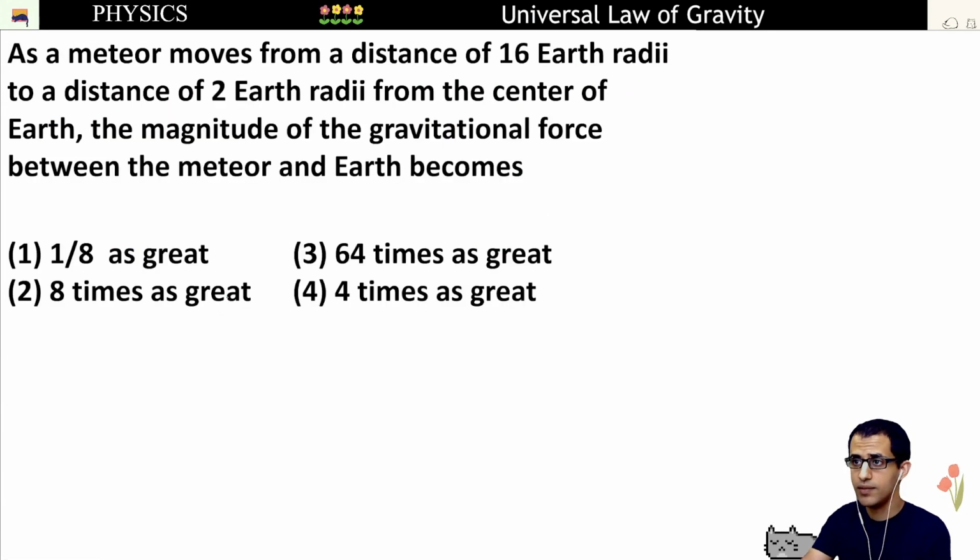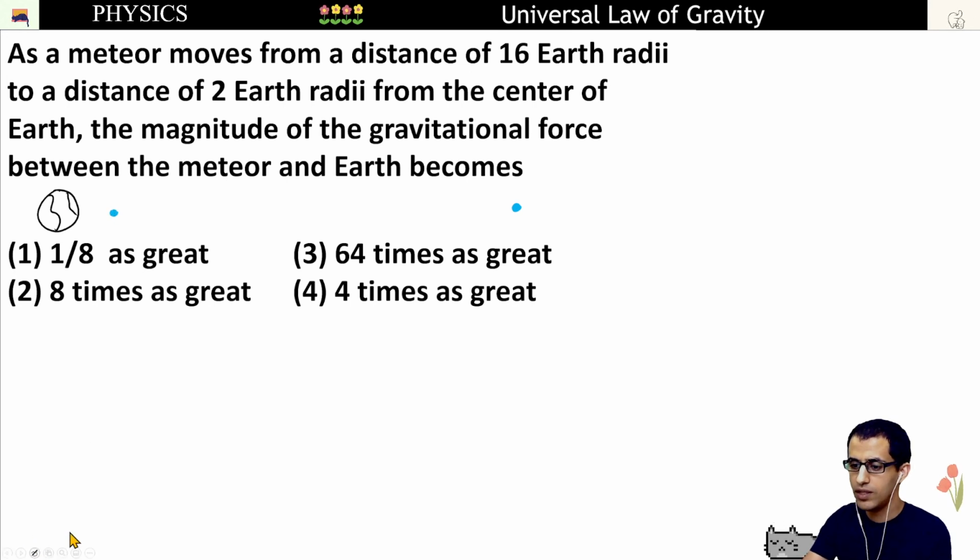Next question. As a meteor moves from a distance of 16 Earth radii to a distance of 2 Earth radii from the center of the Earth, the magnitude of the gravitational force between the meteor and the Earth becomes... So let's say the Earth is here, and there is a meteor that starts off 16 Earth radii away, so somewhere out here, here's our meteor. And then it's going to become 2 Earth radii away, so it's then going to be here.